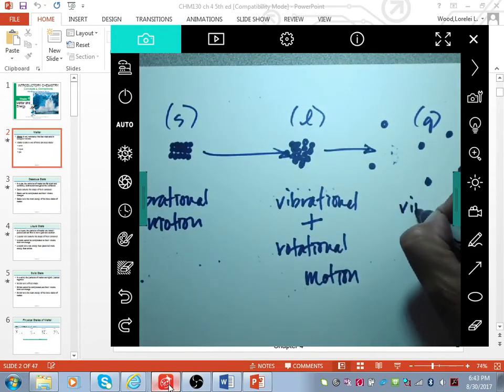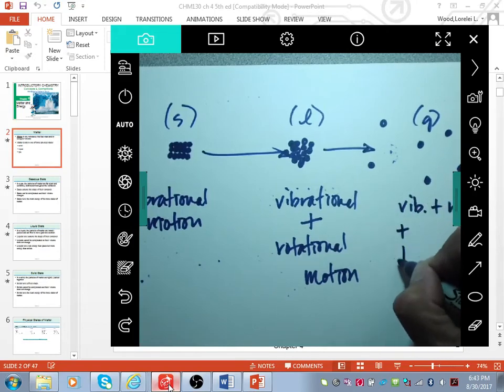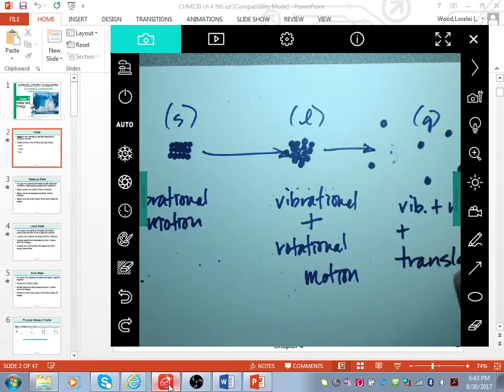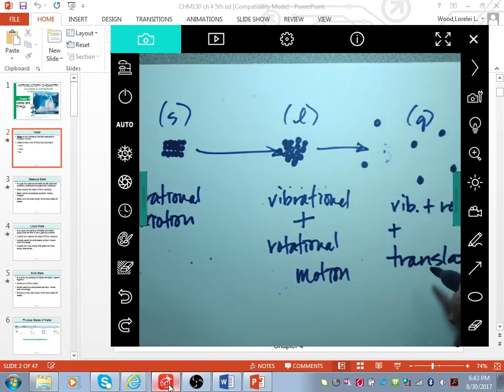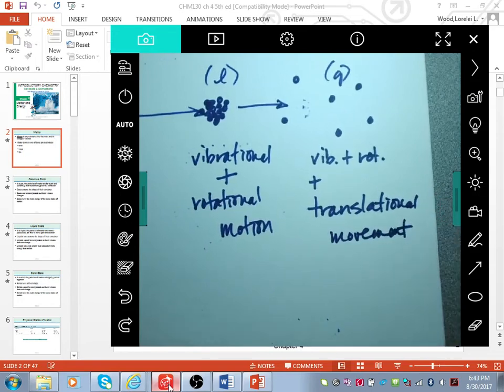We have vibrational plus rotational plus what we call translational movement. That means they're going from one place to another, a translation. So gases have the most energy of all because they have three modes of motion: vibrational, rotational, and translational. They move from one place to another. You have to add energy to go from one place to another.